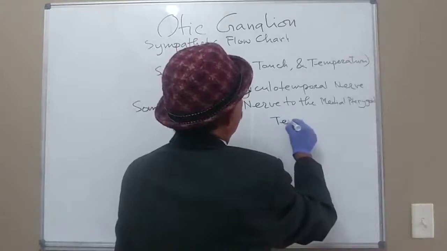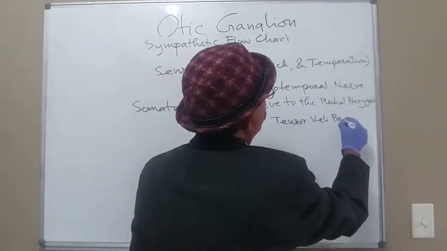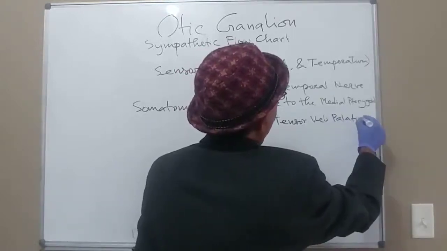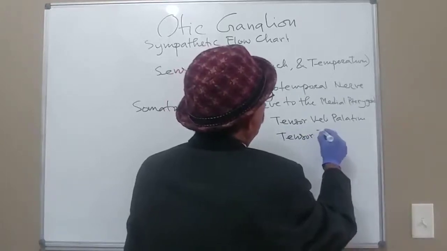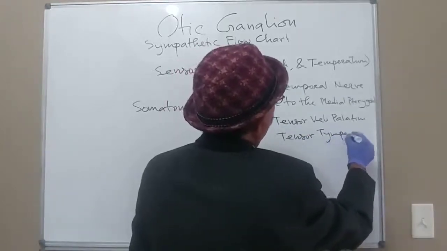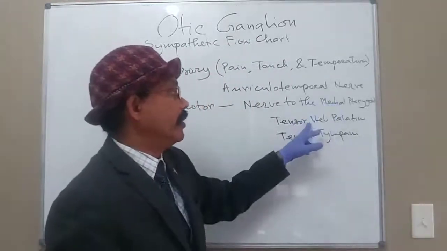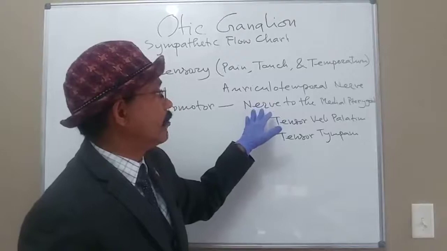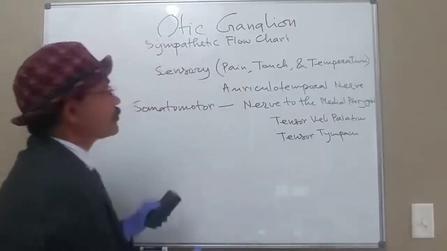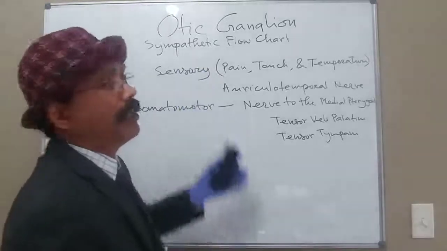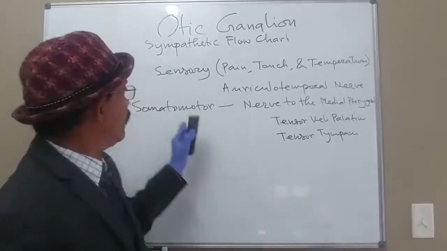the tensor veli palatini and tensor tympani muscles. Okay, so we have 3 muscles: medial pterygoid, tensor veli palatini, tensor tympani, through the nerve to the medial pterygoid. So we have gone through the otic ganglion, the sympathetic, parasympathetic, sensory, and somatomotor.